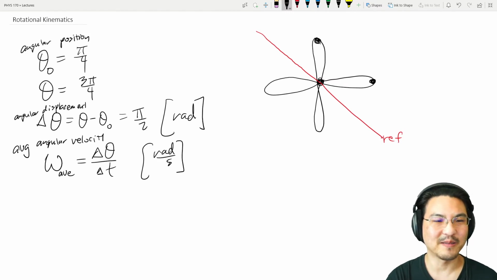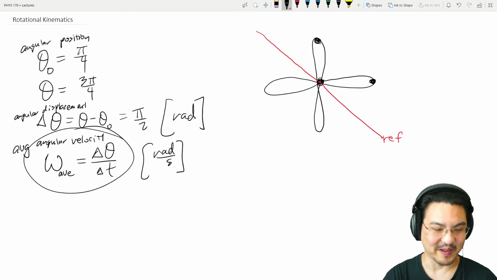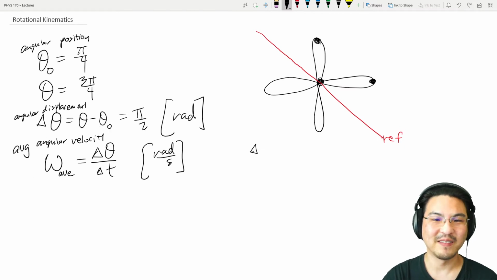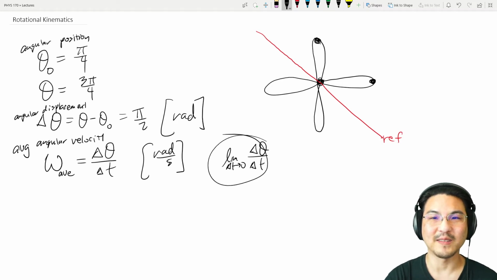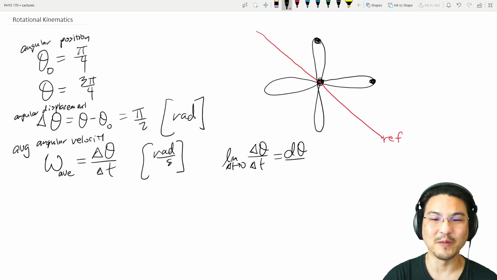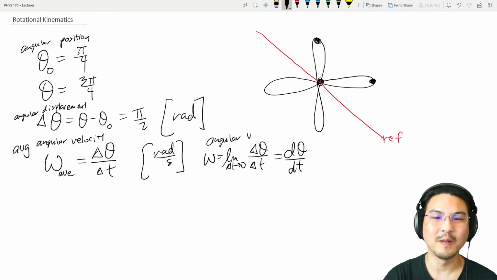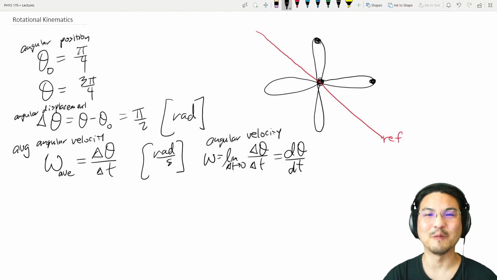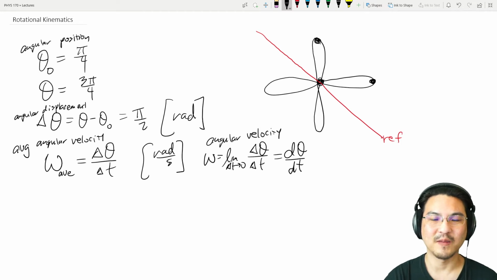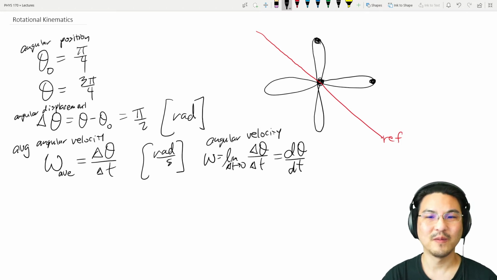Okay, and then now let's calculus this thing. If you take the limit as delta t goes to 0, right, that's a derivative. So the derivative, this is called instantaneous angular velocity. You don't have to say instantaneous. If you say angular velocity, we know you mean instantaneous angular velocity. Right, so it's just the time derivative of angular position.